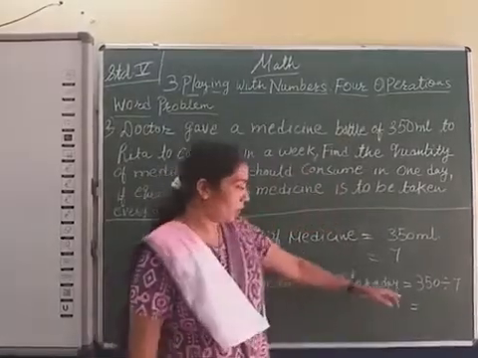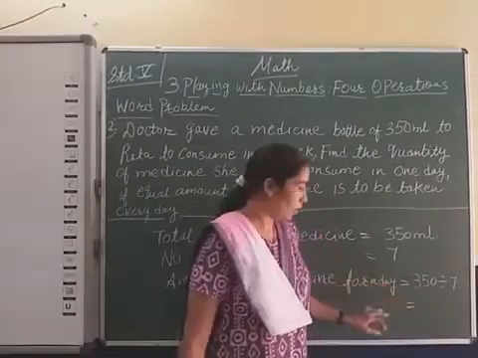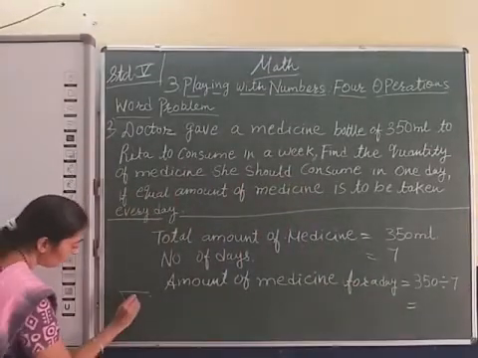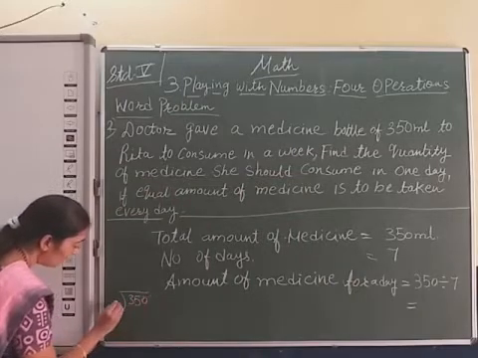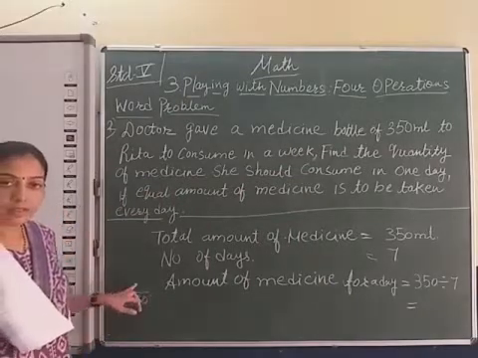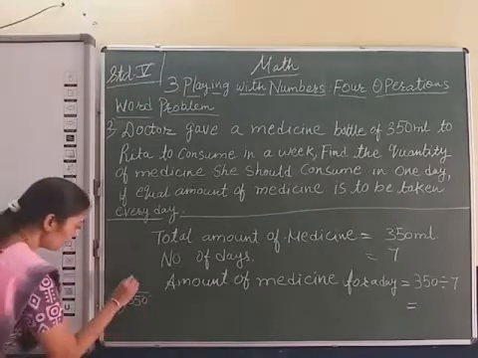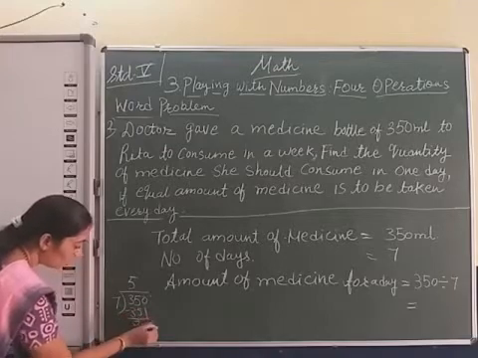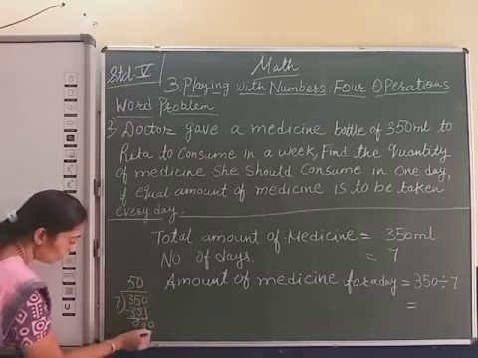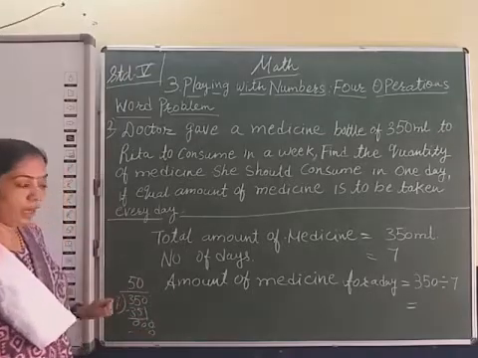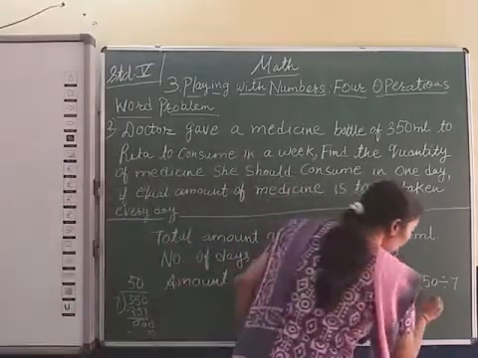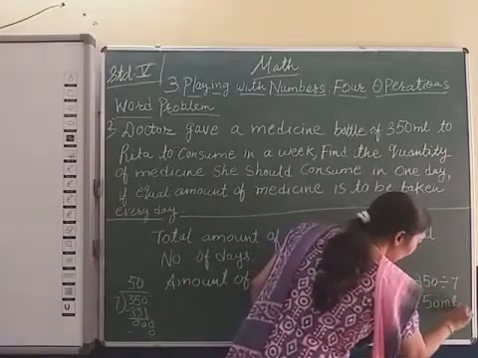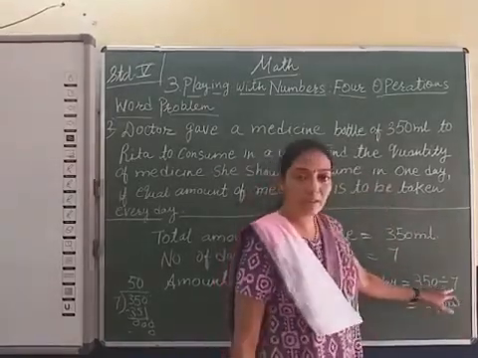We can do it verbally also, and if you are not comfortable you can do it downside, 350 divided by 7. So 7 5s are 35. Subtract, 0 0, take 0, so we will put here 0. So 50 ml. Yes, we got 350 divided by 7. We get the answer.